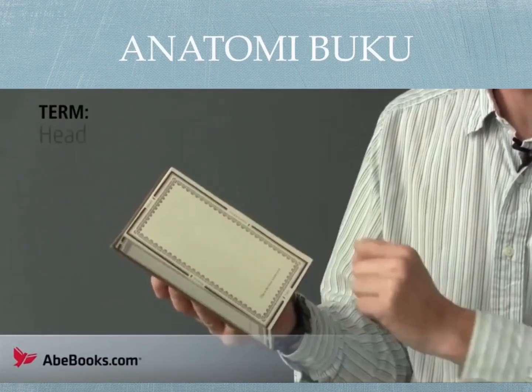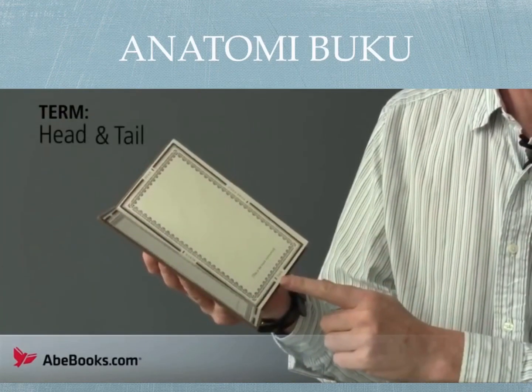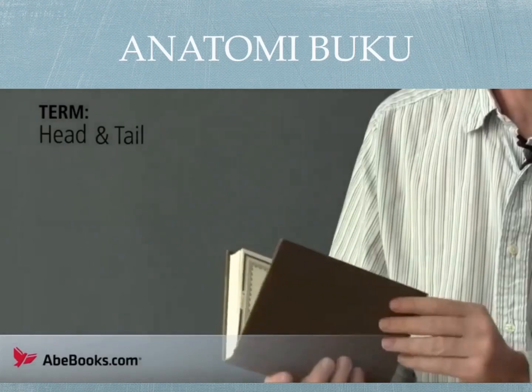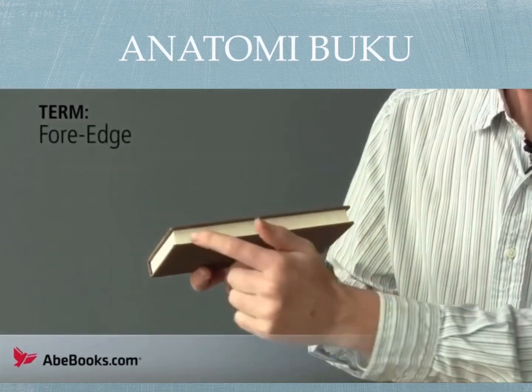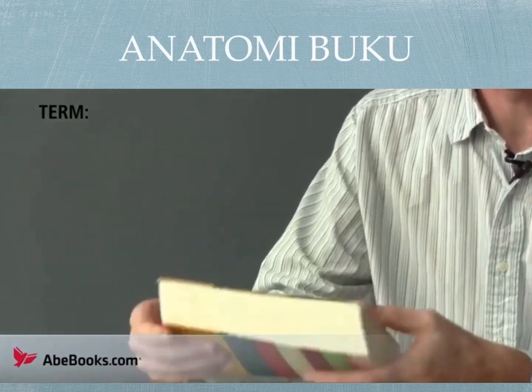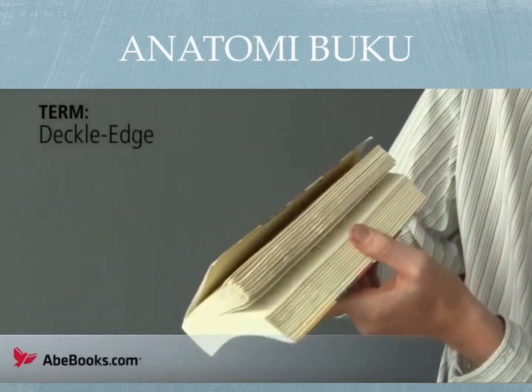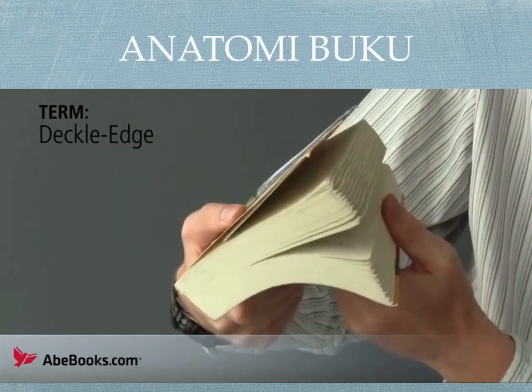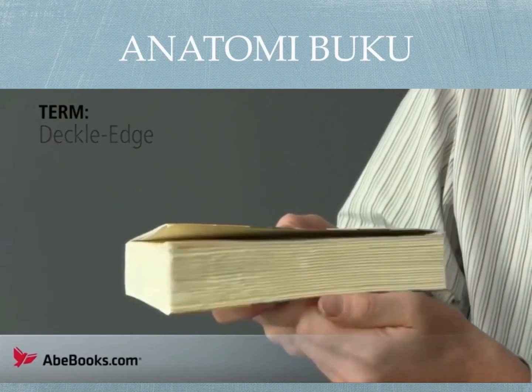At the top of the book we have the head and the tail. And if I turn the book on its side, here you have the foredge. Now it's also possible that you may encounter a deckle edge. So here you will see where the edges of the pages are uncut and untrimmed.